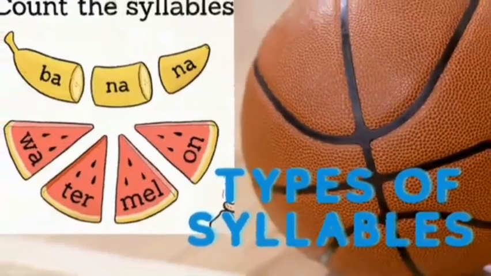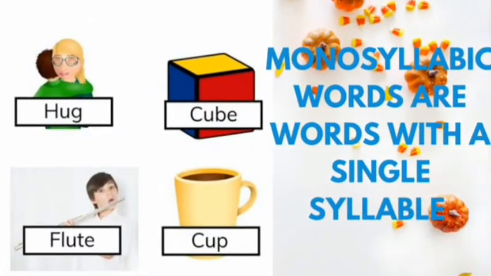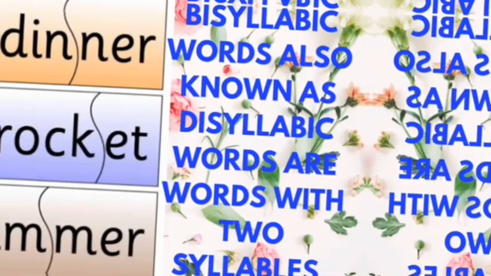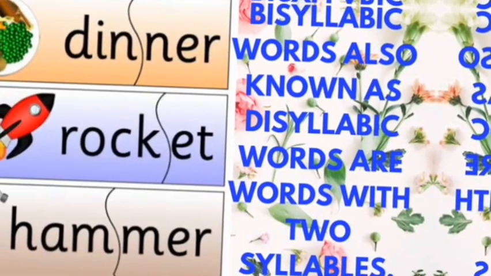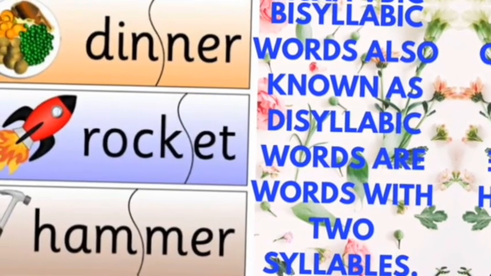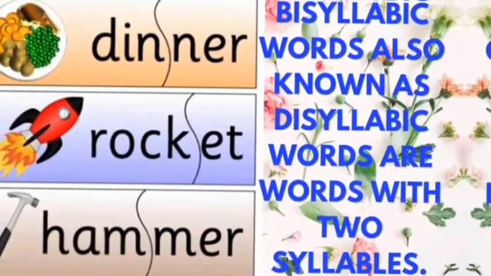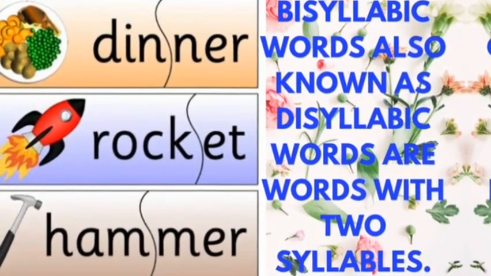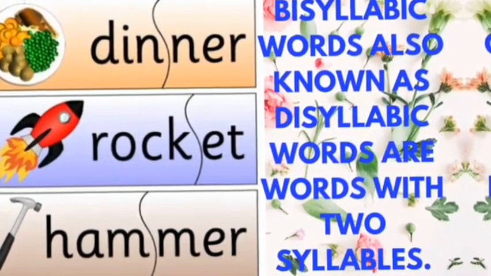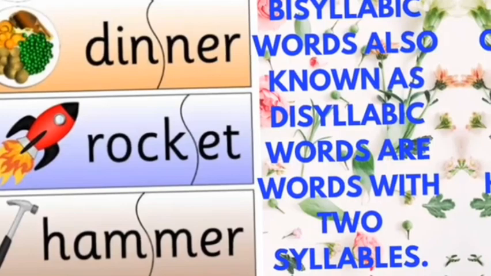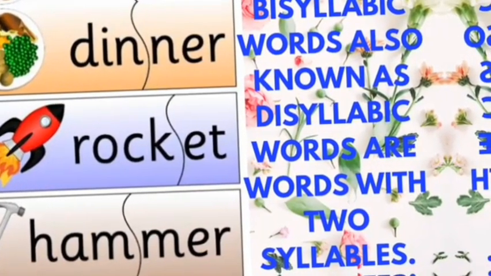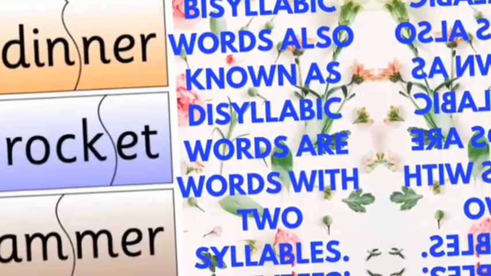Types of syllables. Monosyllabic words. These are words with a single syllable. Example, hog, cube, cup, cat, flute. They all have just one vowel. Bisyllabic words, also known as disyllabic words, have two syllables. Examples include dinner, rocket, hammer. They contain just two syllables.